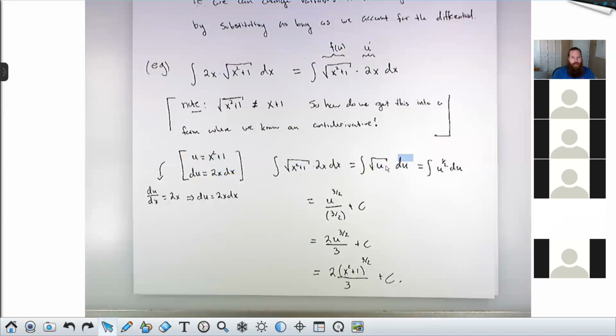And then once you have everything in terms of your new variable, your original guy replaced and your differential replaced, you can step back and ask yourself, is this integral easier than the one I started with? And the answer here is yeah, because I know how to do this one. I just rewrite that as a 1/2 power, and then I use my power rule. Does that make sense?